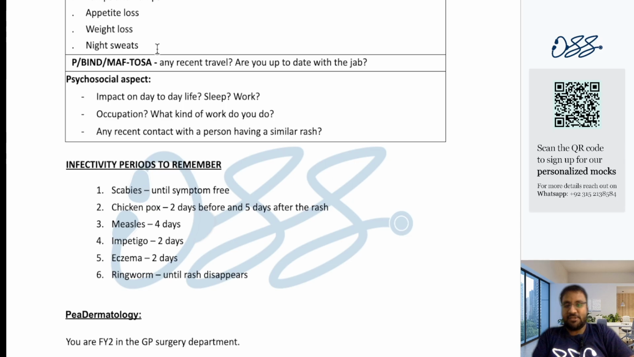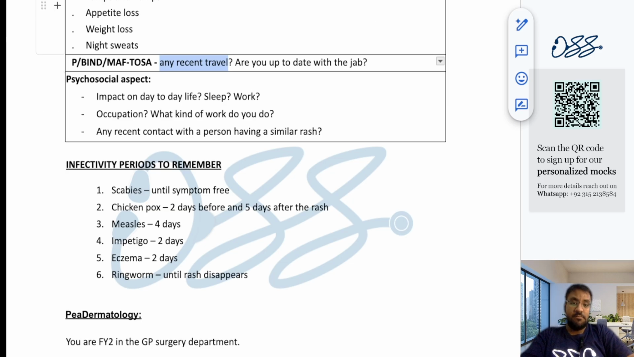If it's a pediatric case, you're just going to go with the P, BIND and the MAF, and if it's an adult case, you're going to do the complete MAFTOSA. All right, but what is more important in the MAFTOSA aspect and the P, BIND aspect is, is there any recent travel? Because a lot of skin conditions may occur because of travel, like for example scabies.